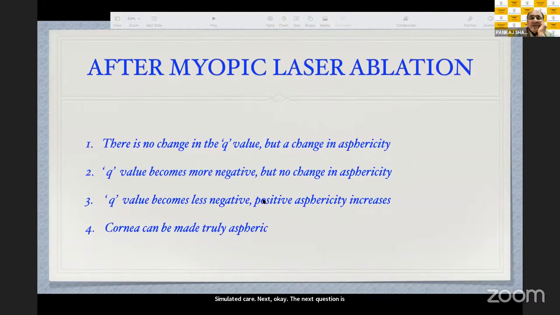The next question is this. After myopic LASIK ablation: there is no change in Q value, but change in asphericity; Q value becomes more negative, but no change in asphericity; Q value becomes less negative and positive asphericity increases; cornea may be made truly aspheric.